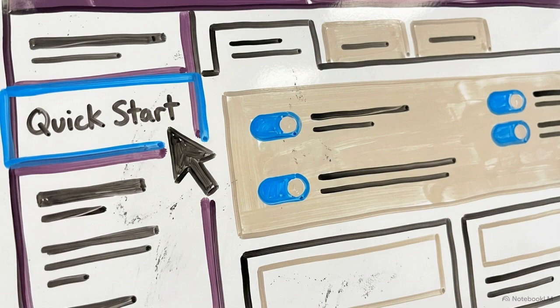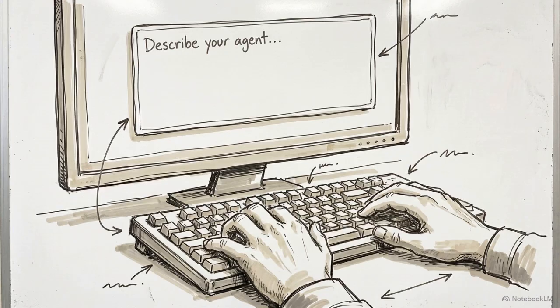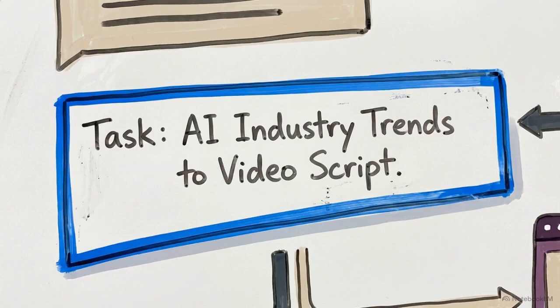To do that, we open the Anthropic console and click on the Quick Start tab. Think of this as your command center. You do not write code here. You only provide plain English instructions. We type in exactly what we want: research daily trends in the AI industry, and draft a video script based on the most popular topic.